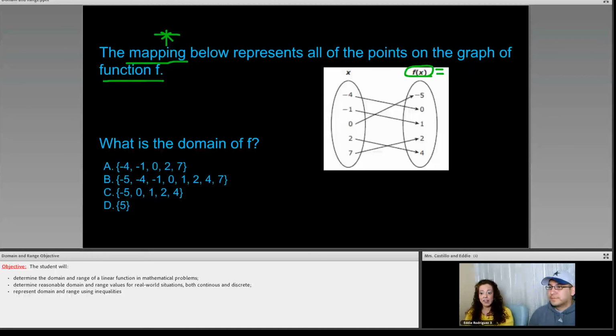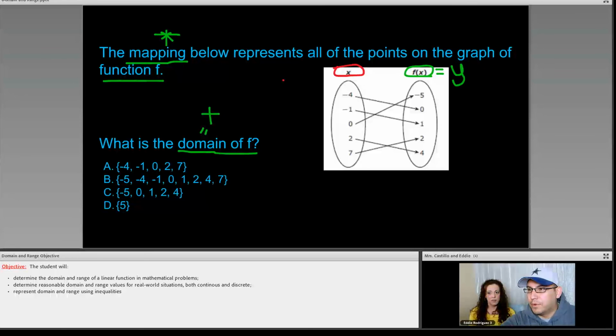So here you can see that we won't get the x and the y values confused. Here the question is asking, what is the domain of f? Well, I remember we talked about the range being y and the domain being x. So I know I'm only looking at the x value. Great job. Can you circle what part of the mapping we're going to be looking at? So we're looking at -4, -1, 0, 2, and 7.